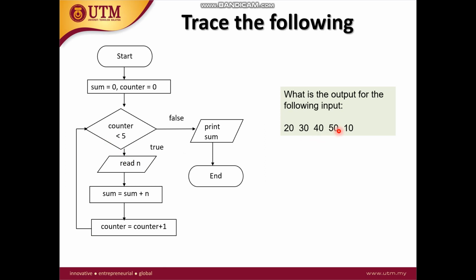Yes, read n. The n is 50, and the old sum was 90. 90 plus 50 is 140, and the count is 4. Is 4 less than 5? Yes, the user enters the value 10. The old sum was 140 plus 10, which is 150, and the count becomes 5. Is 5 less than 5? No, it is false. So it prints the sum, which is 150, and the flowchart goes to the end.